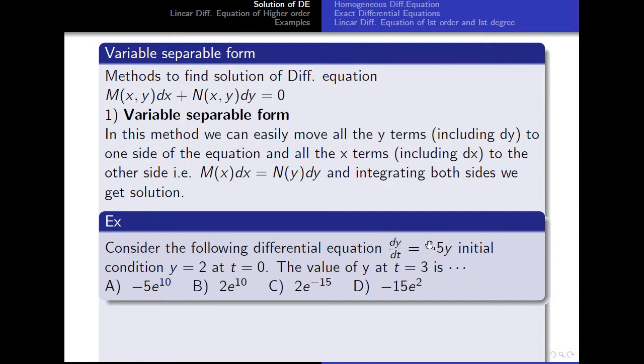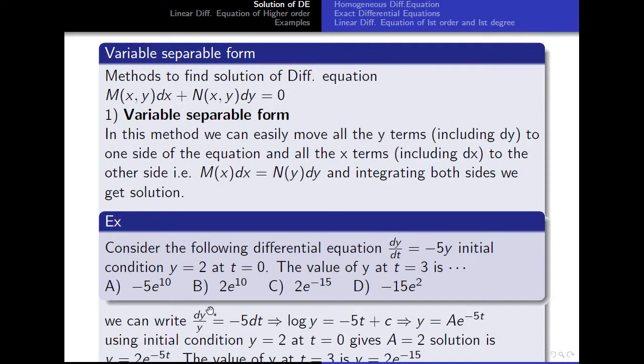That means this is in variable separable form. Here we can write dy divided by y, which is equal to minus 5 dt. If we integrate this, integration of this is log y is equal to minus 5t plus an integrating constant. Now this initial condition helps to find out this constant. Now I will use here y is equal to 2 at t is equal to 0. If we put t equal to 0, this total sum becomes 0, and we get y is equal to 2. Means here log 2 is equal to c.